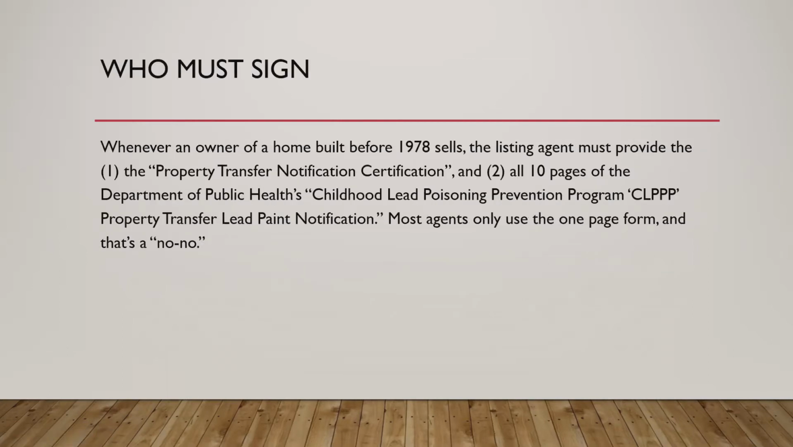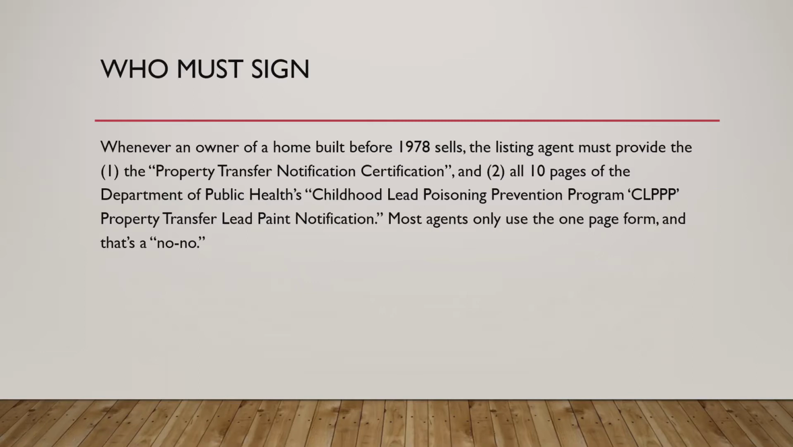Who needs to sign? Whenever an owner of a home built before 1978 sells, the listing agent must provide, number one, a property transfer notification certification, and number two, all 10 pages of the Department of Public Health Childhood Lead Poisoning Prevention Program (CLPP) property transfer notification disclosure. Most agents only use 1 page of the form, and that is a no-no. You must provide all 10 pages of the Childhood Lead Poisoning Prevention Program.